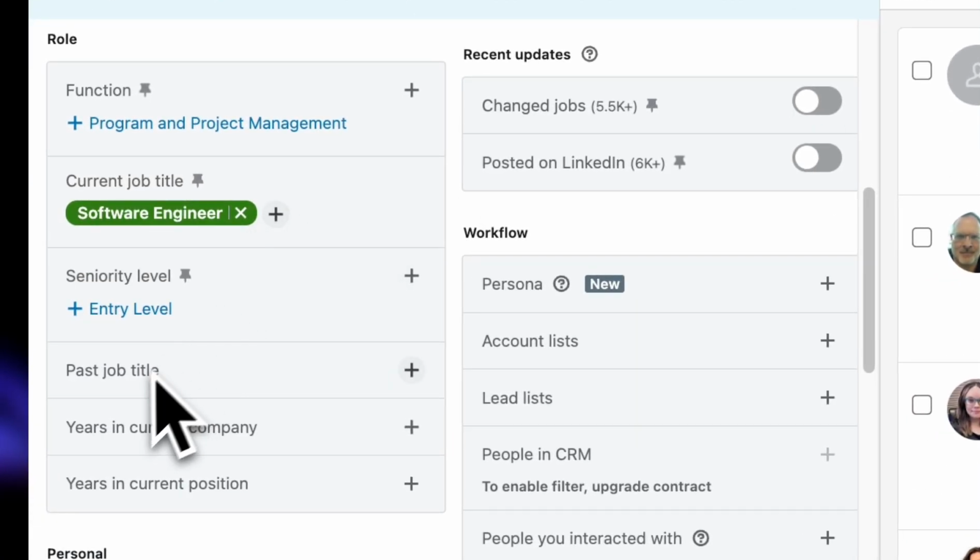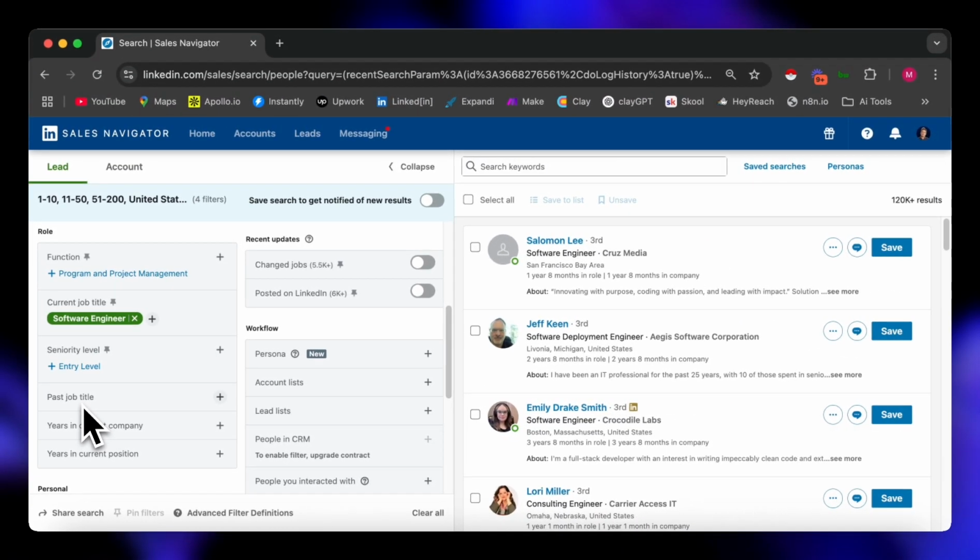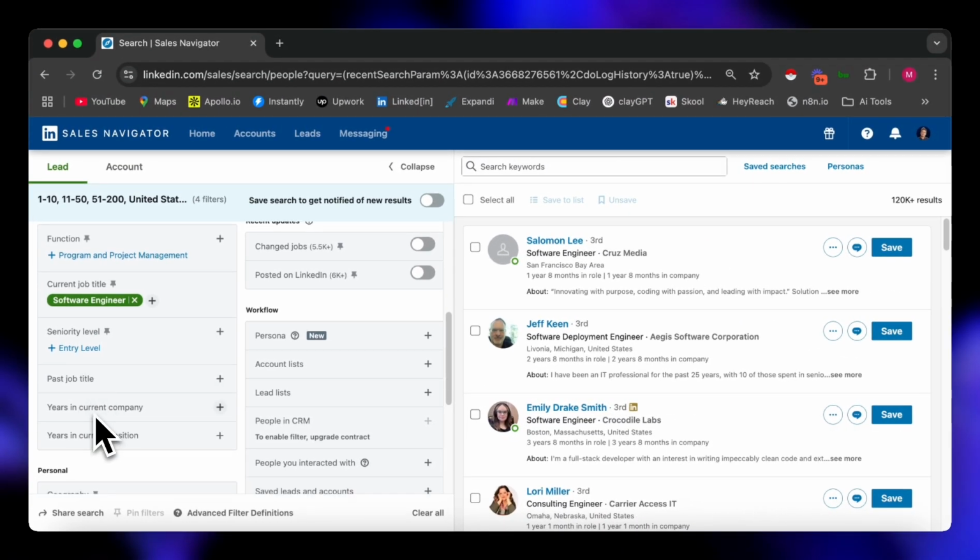Okay, moving on. Past job title probably doesn't matter to you unless you're a recruiter. Years in current company and years in current position, I don't find much use case, but I do have clients that have effectively targeted CEOs that have 8, 9, 10, 12 years in a position, and they're going to be potentially burnt out, and this is a coach that's going in. That is one of the better use cases for this example.